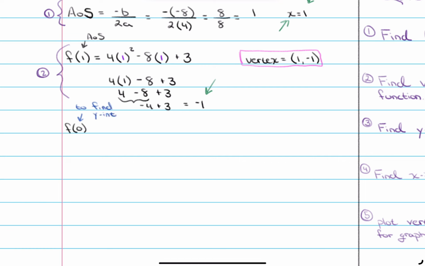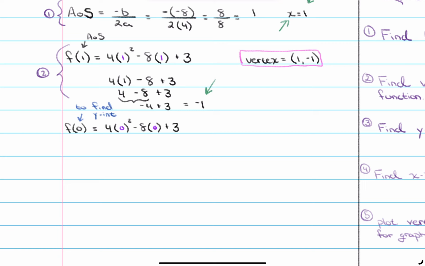Okay, plug a 0 in for x, and that's how you get there. Again, everywhere I see an x, I'm going to plug in a 0. So we're going to repeat the process that we did for number 2, but instead of a 1, we're going to use a 0. So 4 times 0 squared minus 8 times 0 plus 3. Same thing. Remember, anytime you multiply by 0, the entire thing becomes 0.